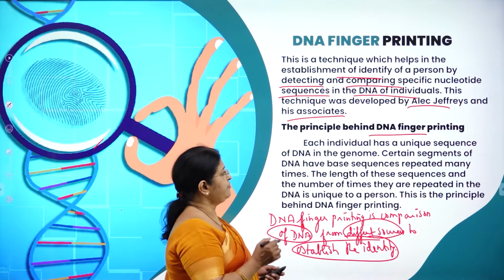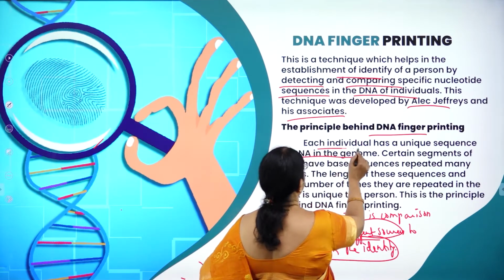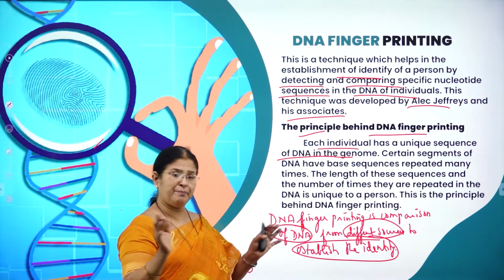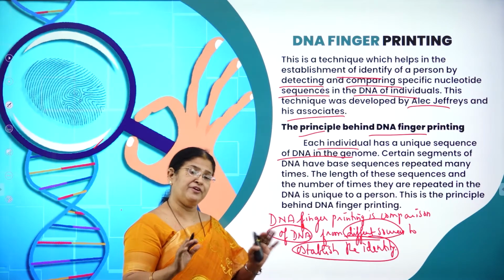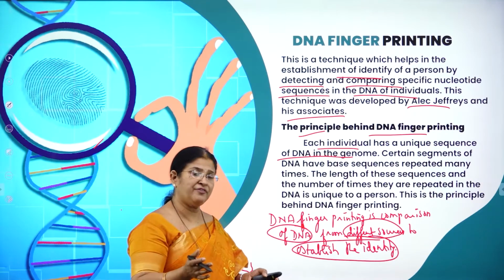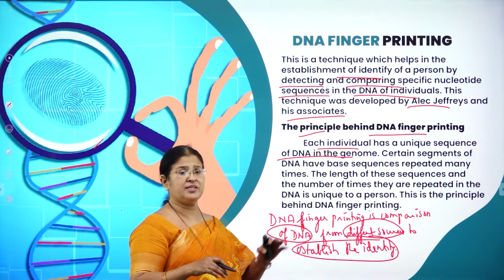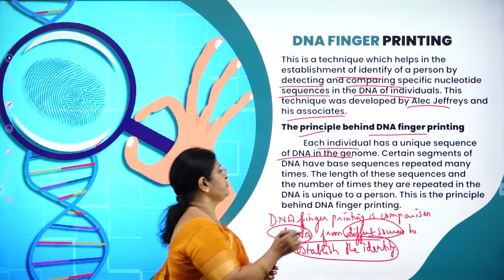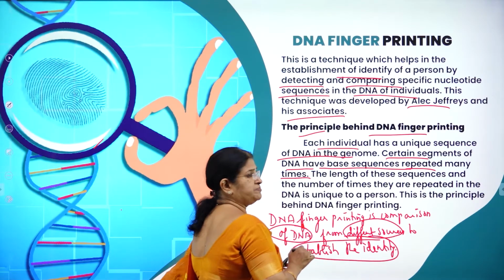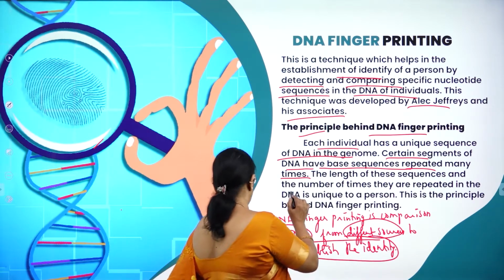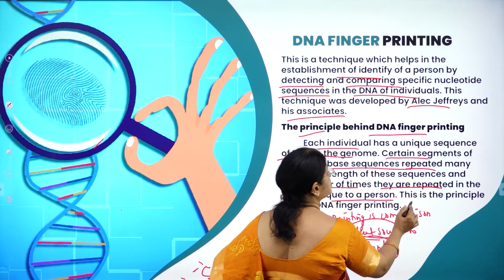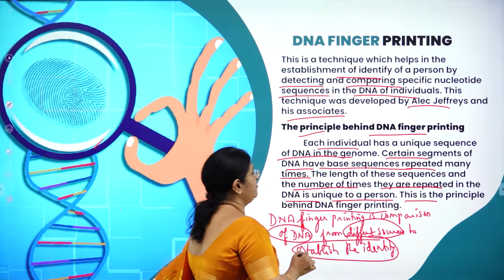Each individual has a unique sequence of DNA. So what is the principle behind this? How are they going to analyze? By comparing the DNA sequences taken from different sources. You have a different DNA sequence, I have a different DNA, the other one has a different DNA sequence. And certain segments of DNA have base sequences repeated many times. The length of these sequences and the number of times they are repeated in the DNA is unique to a person. This is the principle behind DNA fingerprinting.